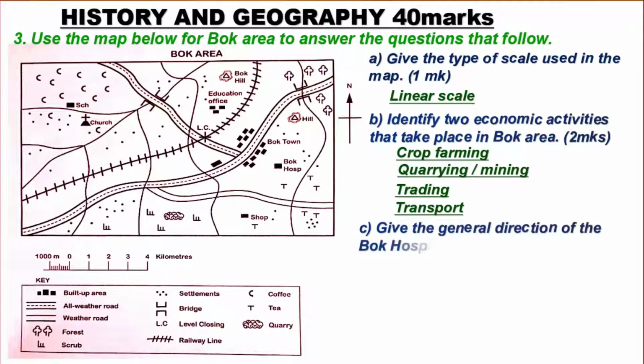Give the general direction of the Bok Hospital from Bok Hill. 1 mark. So the moment we hear from Bok, from where we are being told from, that is where we draw our compass direction. That is where we are supposed to take our direction from. So go to Bok Hill and draw your compass there, inside, not outside. So you draw it here, and then you try to point.